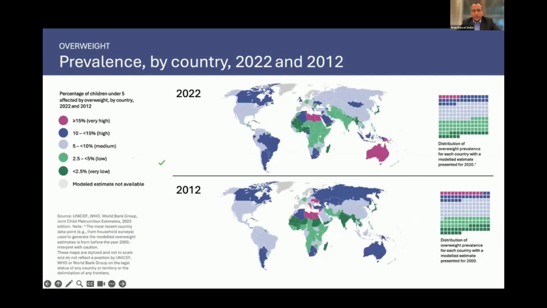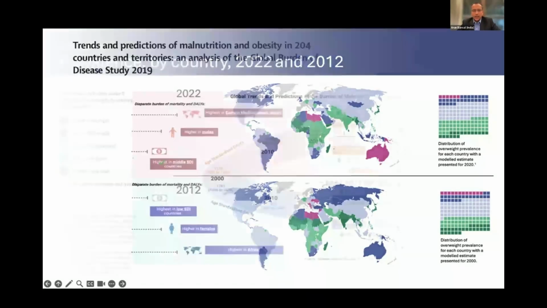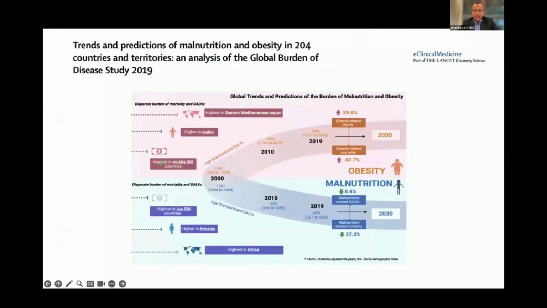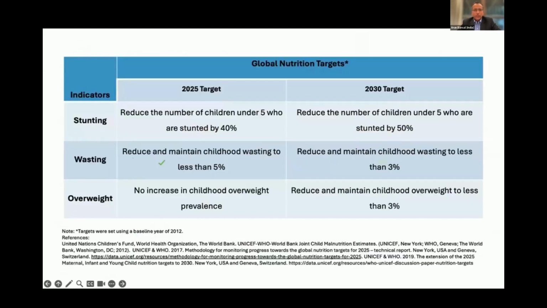And this is the increase which is happening from 2012 to 2022. So the number of obese is increasing worldwide. This is just a fishbone type of diagram, and the upper one is about the obese, which is gradually increasing. The lower blue one is about malnutrition, which is coming down, but we need a lot of work to be done.